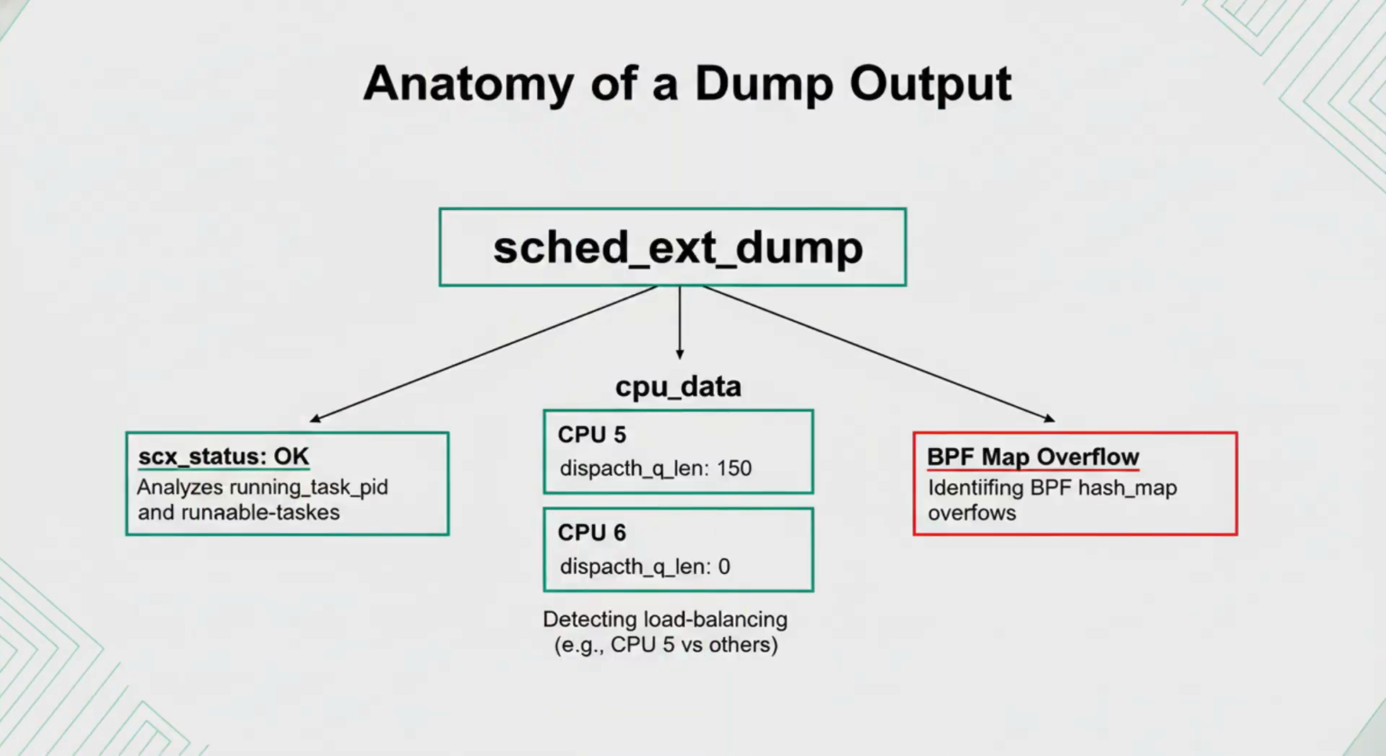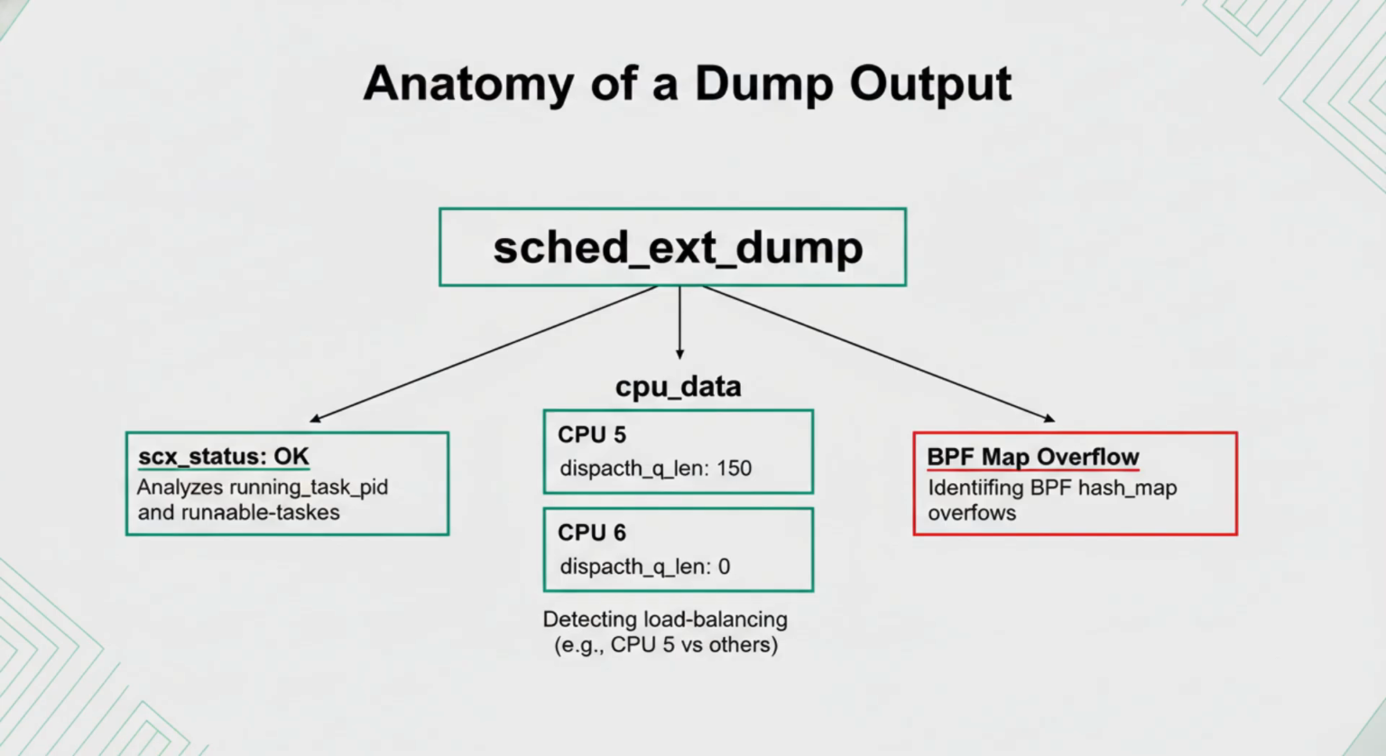What does a SCHEDX dump actually look like? It is typically presented as a series of structured key-value pairs, or a JSON-like format, depending on your user space tool. Key fields include the SCX status, which tells you if the scheduler is active or in a transition state, and CPU data, which provides a per-core breakdown. You will see fields like runnable tasks, running task PID, and dispatch queuing. If you see a dispatch queuing of 150 on CPU 5, but 0 on all others, you have discovered a load balancing failure. Furthermore, the dump includes metadata about BPF map usage.